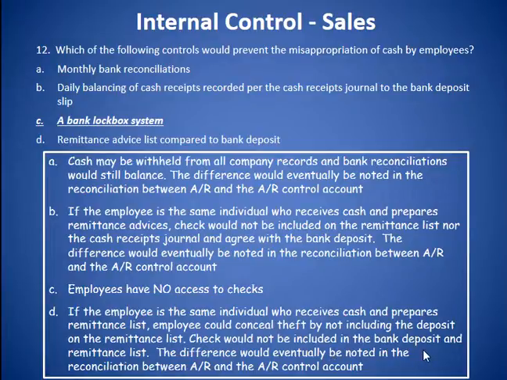D, if the employee is the same employee who receives cash and prepares a remittance list, the employee could conceal theft by not including the deposit on the remittance list. The check would not be included in the bank deposit or the remittance list then. The difference would eventually be noted again in accounts receivable and the accounts receivable control account, but again that doesn't provide an immediate control.